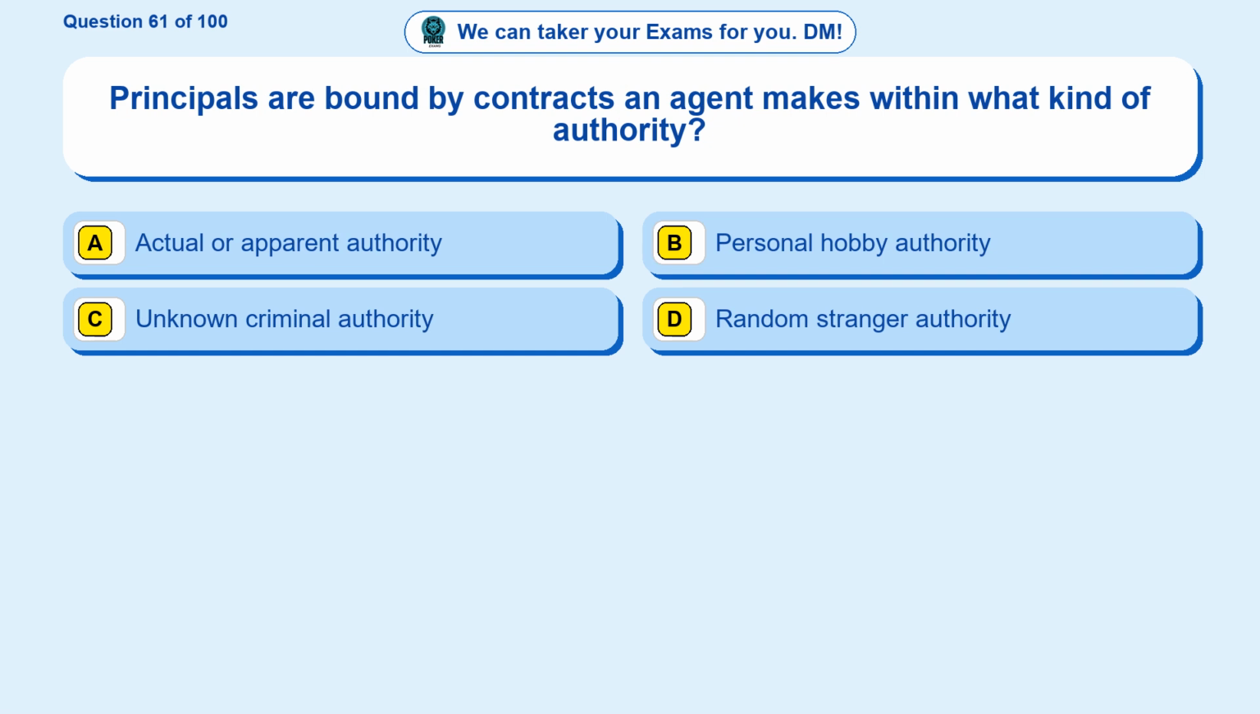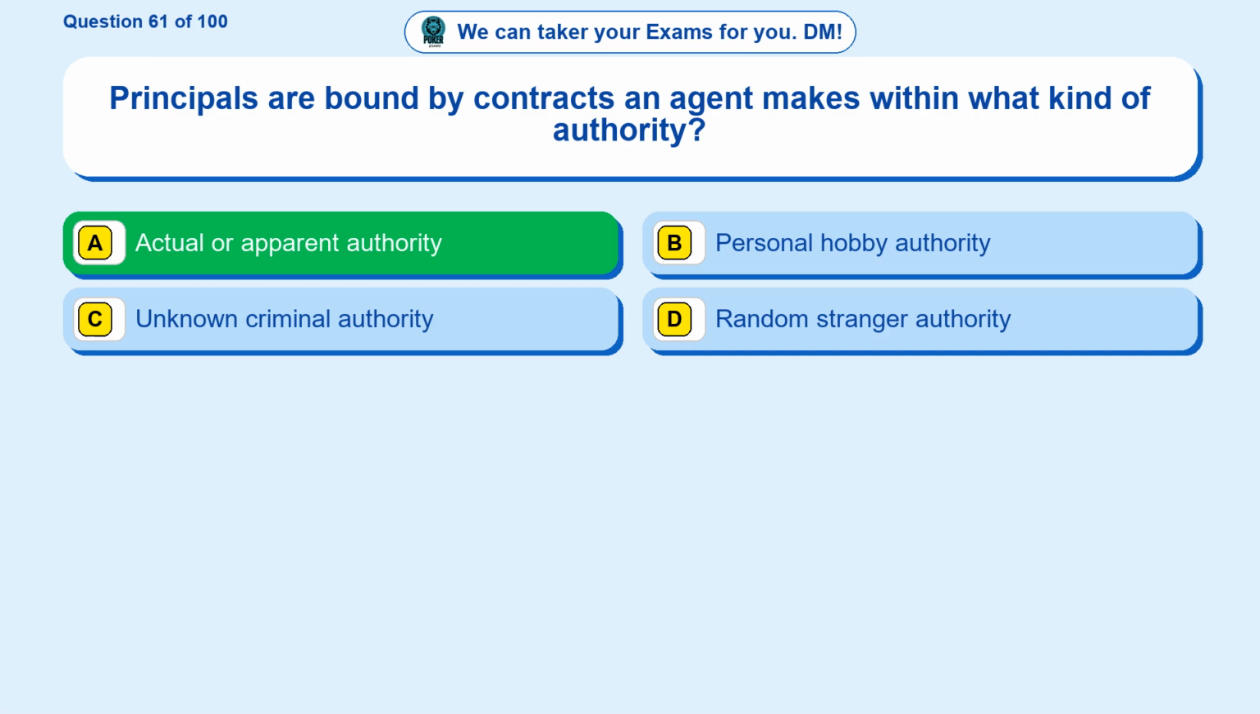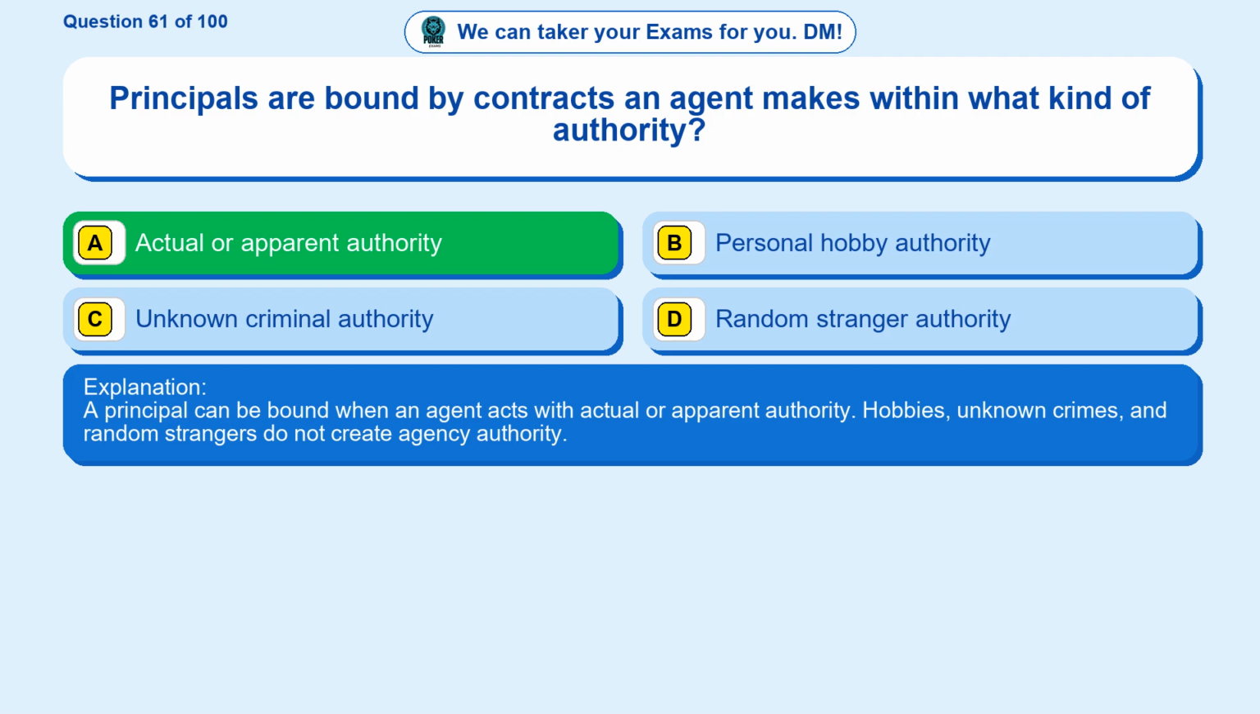Question 61. Principals are bound by contracts an agent makes within what kind of authority? Option A, actual or apparent authority. Option B, personal hobby authority. Option C, unknown criminal authority. Option D, random stranger authority. The correct answer is option A. Actual or apparent authority. A principal can be bound when an agent acts with actual or apparent authority. Hobbies, unknown crimes, and random strangers do not create agency authority.